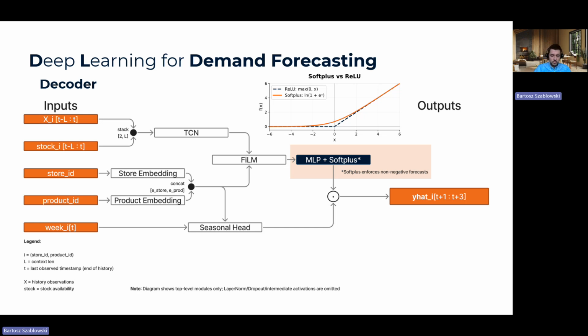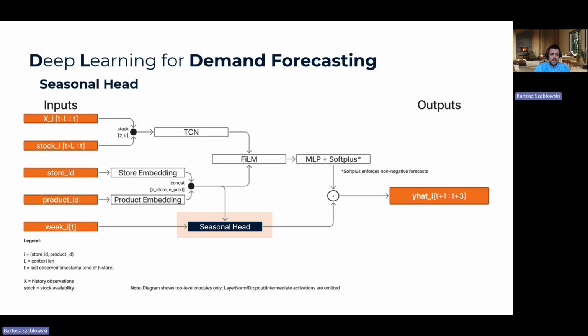At the end, I use a softplus activation function so that the forecast remains non-negative. This is important because negative demand doesn't make any sense. Also, during training, the target is the raw value divided by the scale factor. So this kind of activation keeps the forecast consistent with the nature of the data on which the model was trained.